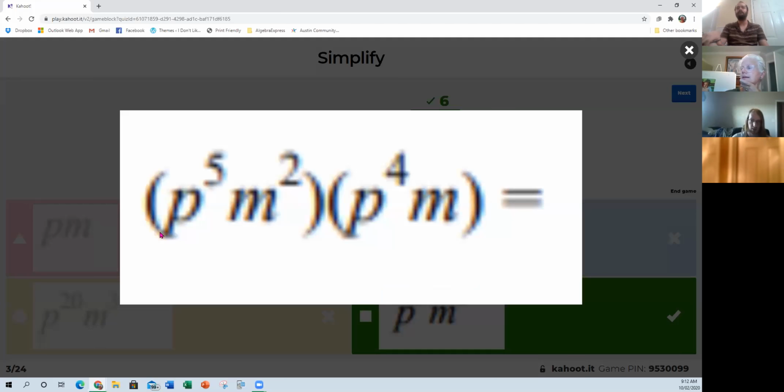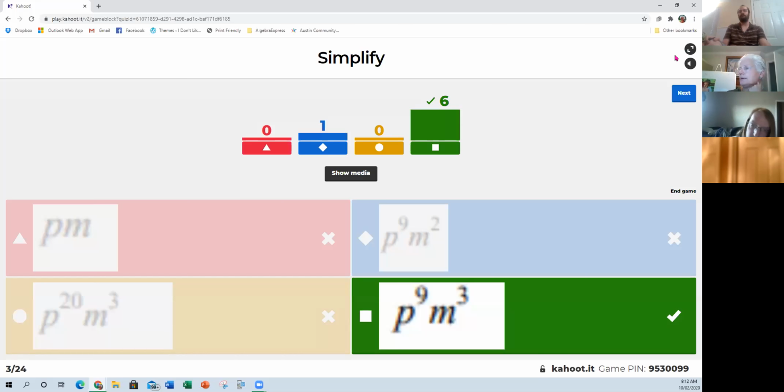Okay, so this is just the same. It's just straight multiplication. It's just written a little differently. It's got parentheses instead of the little dots in between, but the p's are the common base. So you'd add the exponents, and that would give you p to the 9th. And then you have m's that are common base, and the implied exponent here is a 1, so that would be m to the 3rd.